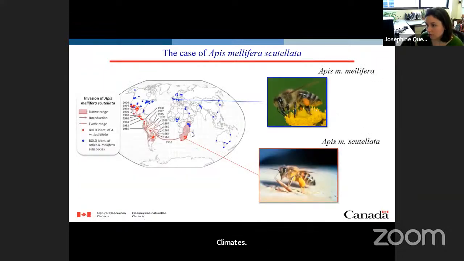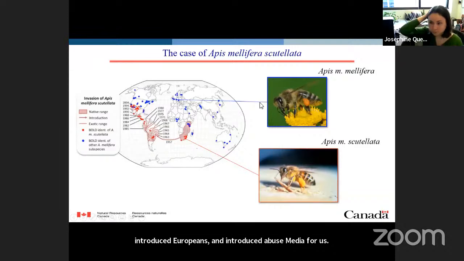So shortly after they arrived in the Americas, Europeans introduced Apis mellifera, so the European honeybee, for its high honey production.